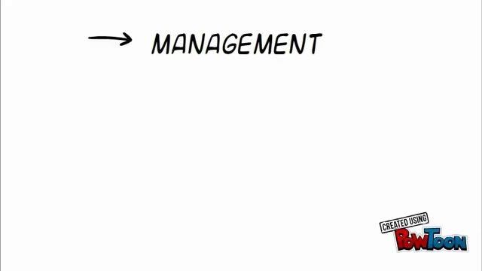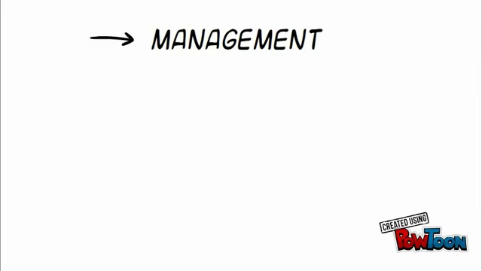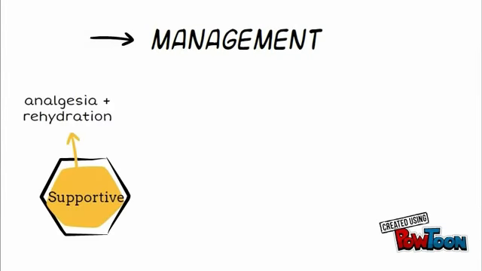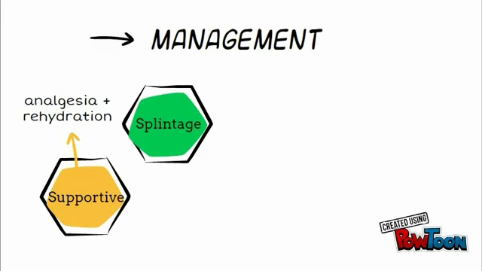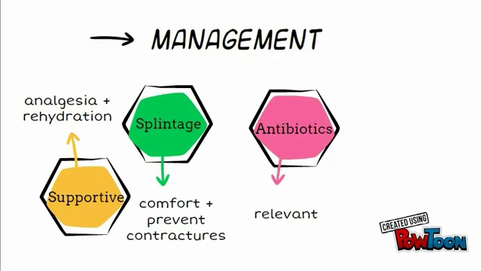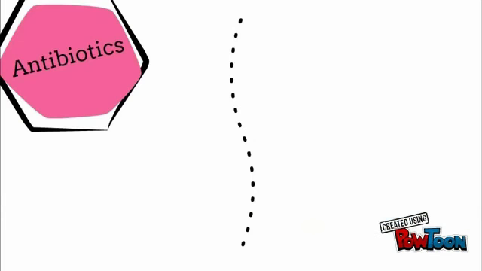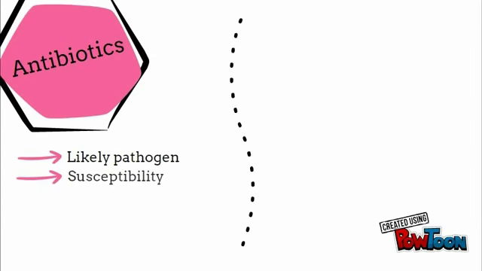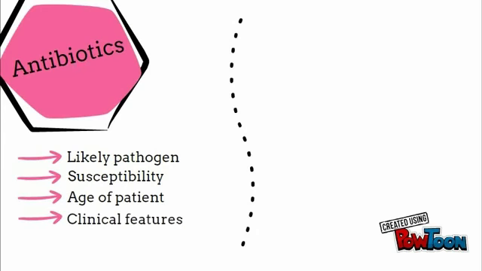There are 4 key aspects in the management of osteomyelitis: analgesia and rehydration, splintage of the affected area for comfort and to prevent joint contractures, antibiotic therapy, and surgical drainage. The empiric antibiotic of choice will vary according to the likely pathogen, the susceptibility of the organism, age of the patient, and clinical features. Patients diagnosed with osteomyelitis are usually started on empiric antibiotics for 4 to 6 weeks.